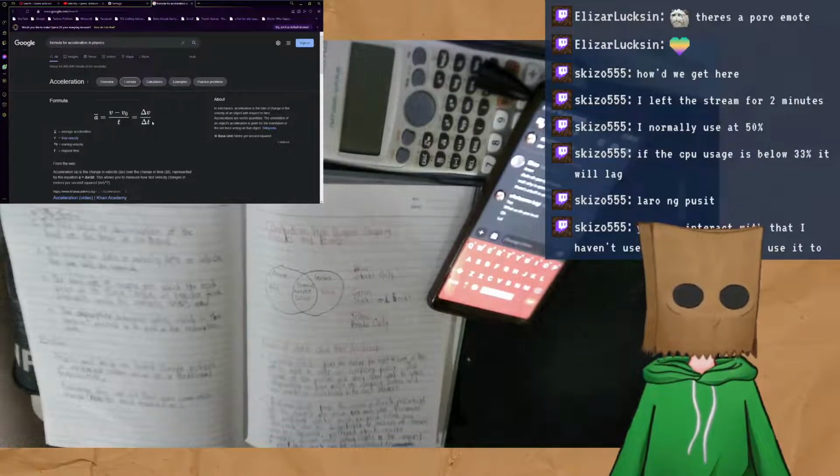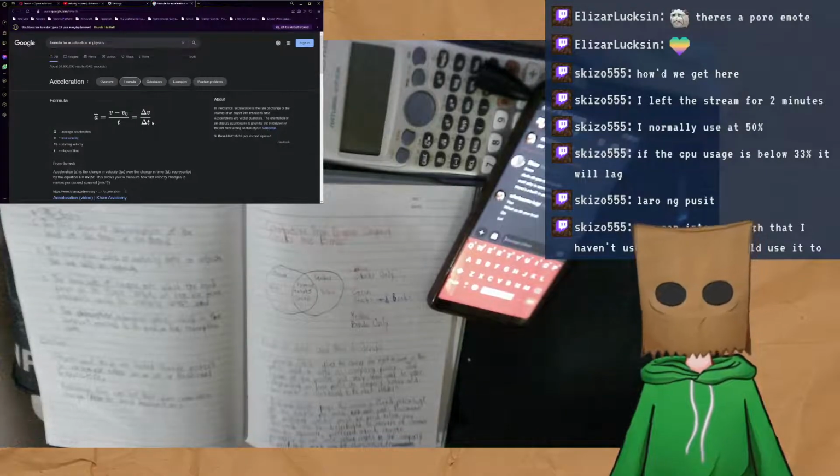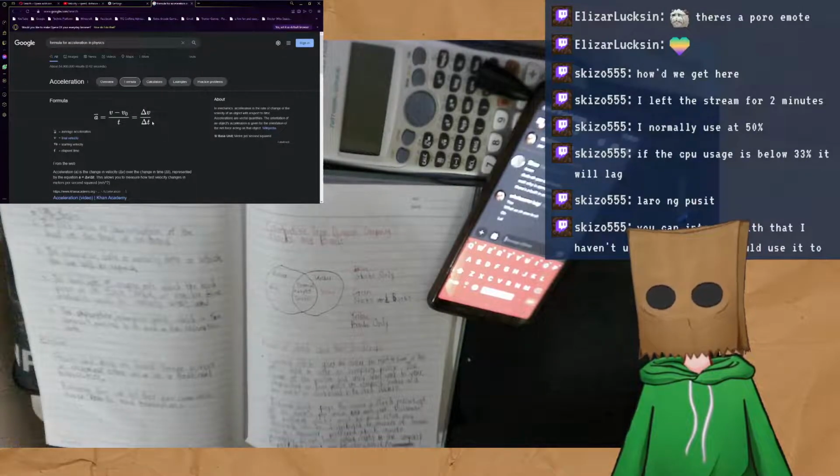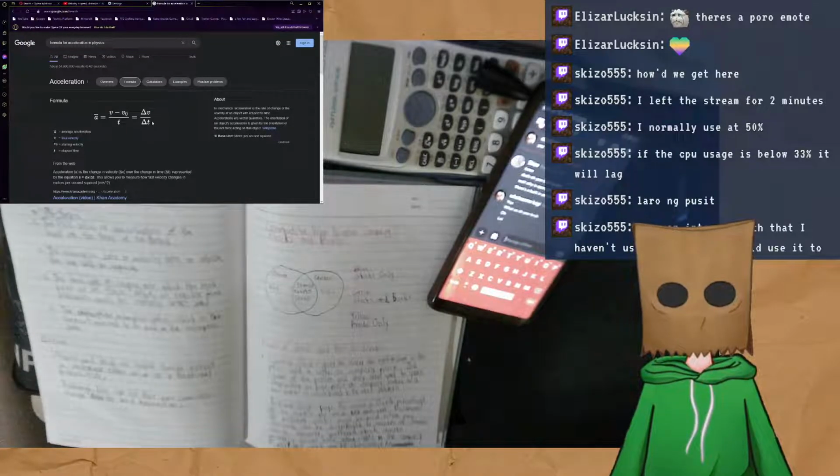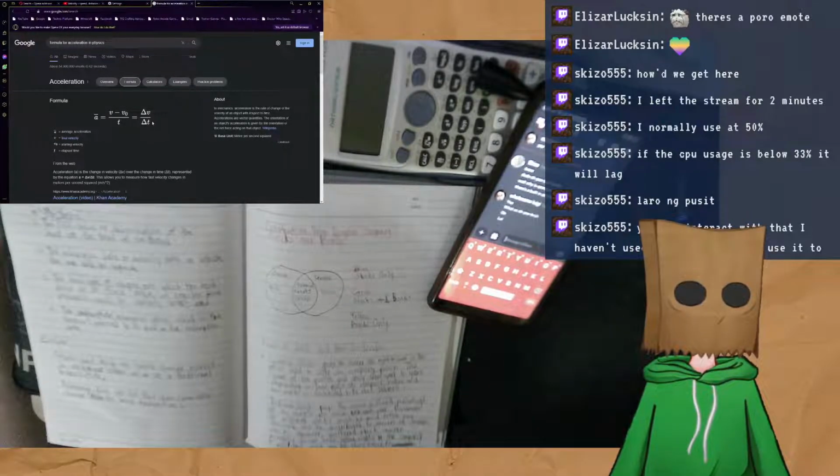Delta V over delta time. Acceleration is equal to the final velocity minus the initial velocity per time. Okay.